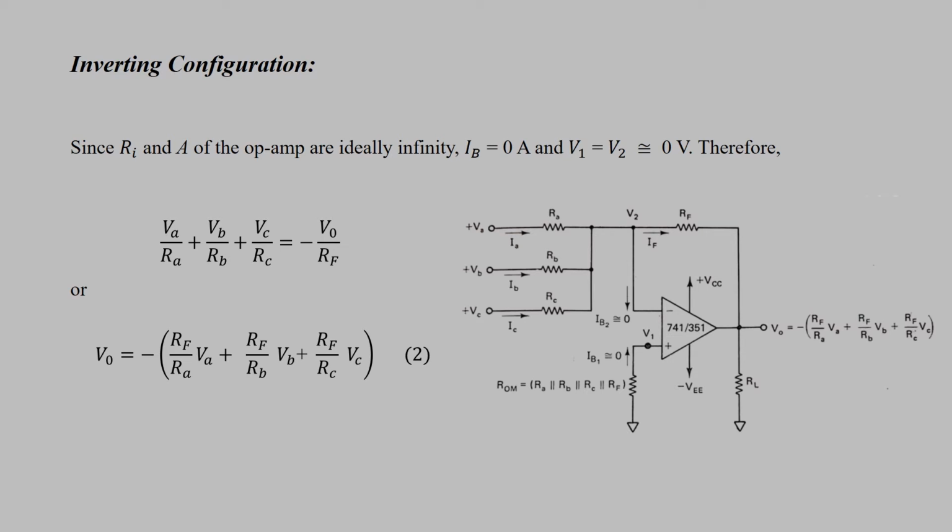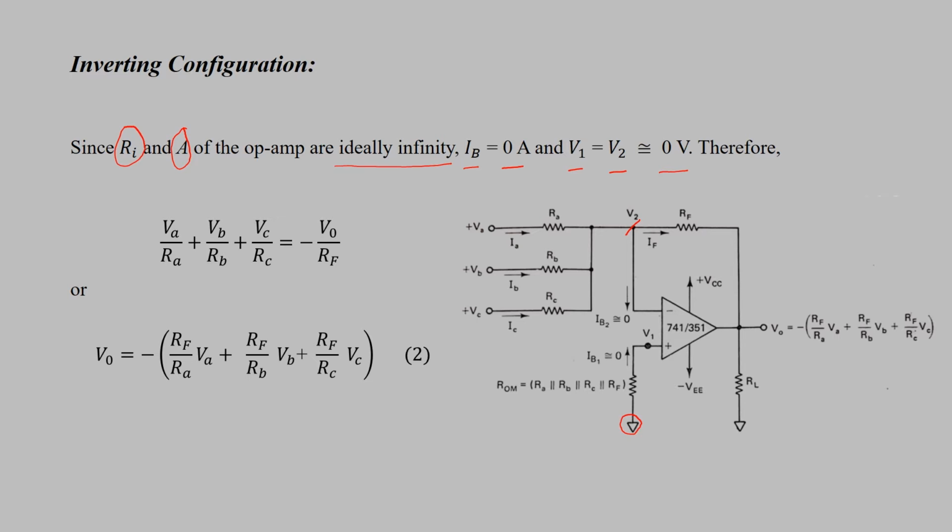We know that the input resistance Ri of op-amp as well as the open loop gain A are ideally infinite. That will make IB equal to 0. Moreover, VID is equal to 0, that makes V1 equal to V2 equal to 0 volt. So V1 is grounded and V2 is virtual ground, therefore nearly equal to 0 volt.